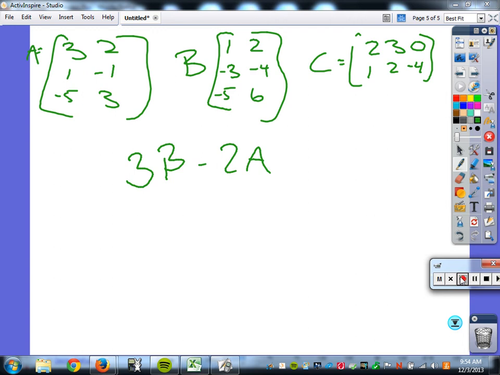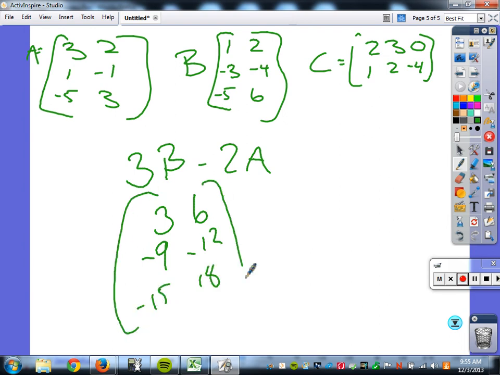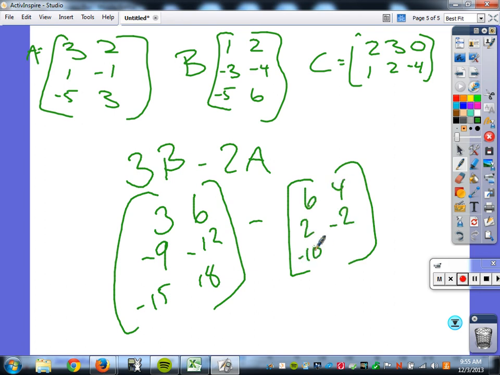So, notice 3 times B would be 3, 6, negative 9, negative 12, negative 15, and 18. You guys notice how that is 3B right there? Yes. Notice, and then minus 2A. What's 2A? 6, 4, 2, negative 10, and 6.